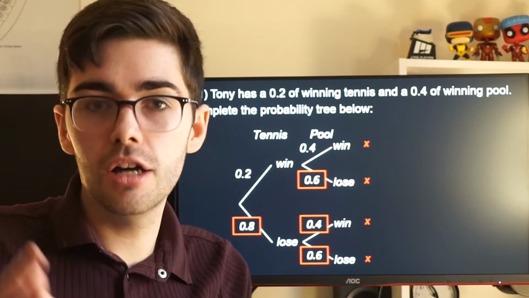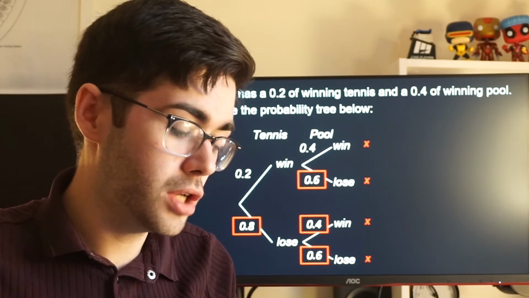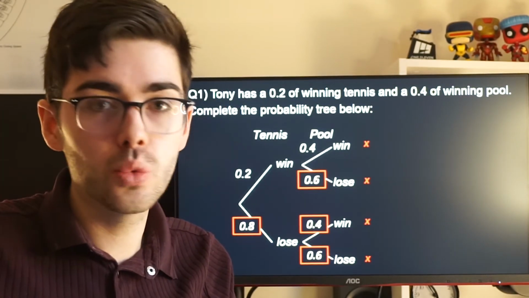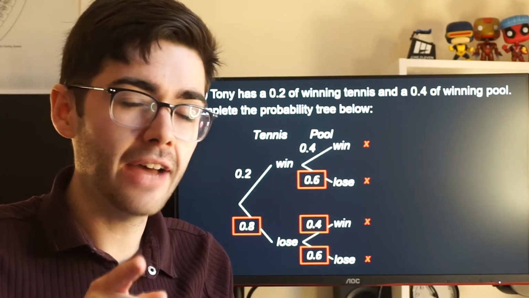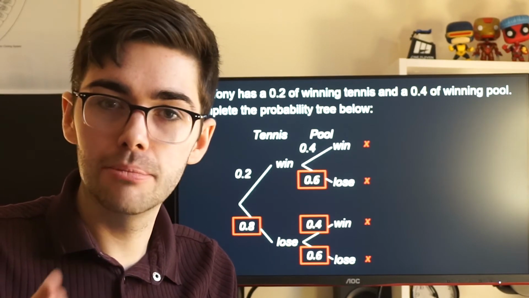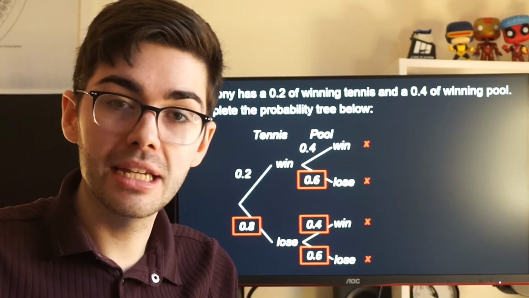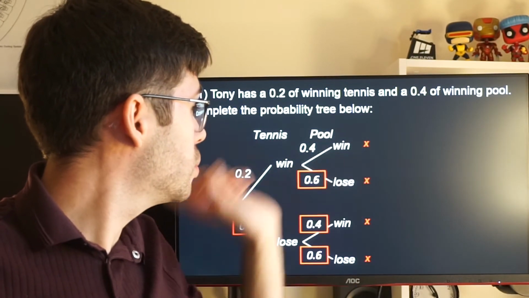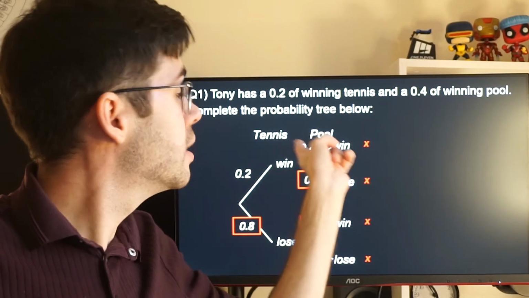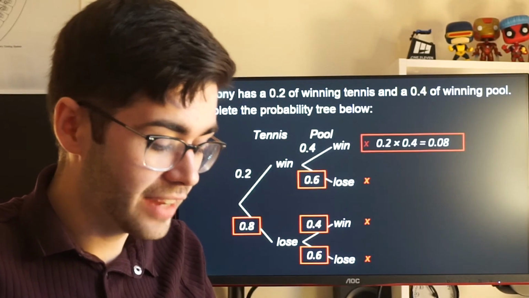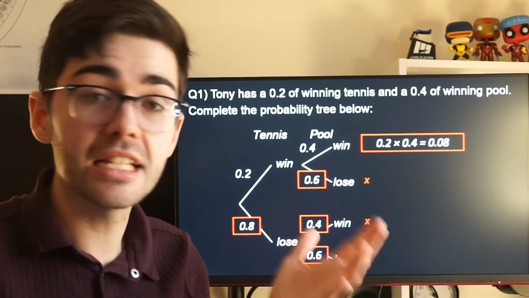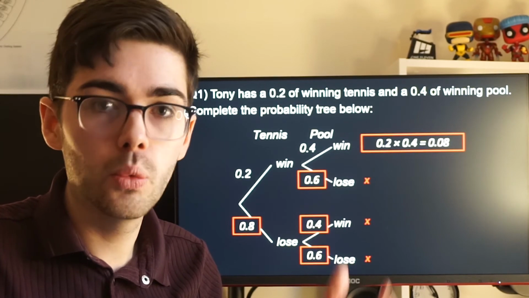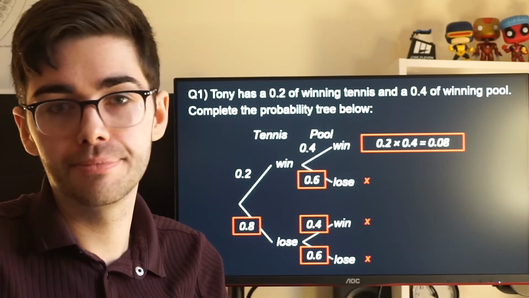Now, if you get asked the question, what's the probability of Tony winning tennis and winning pool? What does and mean in probability? And means times. So I have to multiply these two winning probabilities. 0.2 times 0.4 gives me 0.08. That's the chance of him winning both, winning tennis and winning pool.